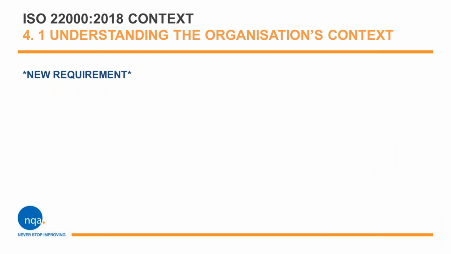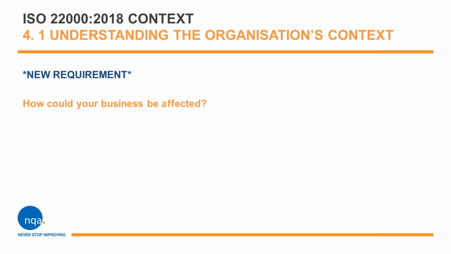So let's talk now about the auditable requirements of the standard. When the auditor gets to the premises, he's going to be reviewing these sections from 4 to 10. We have a new requirement now, which is the understanding of the organization's context. So what is this? How could your business be affected?